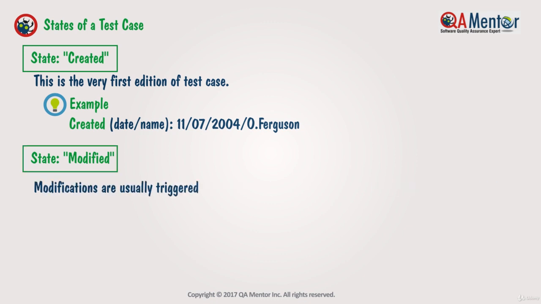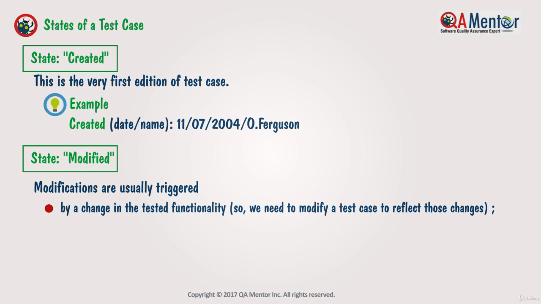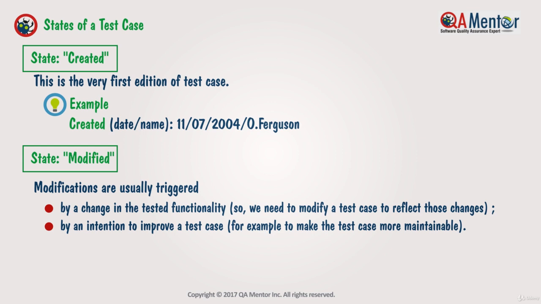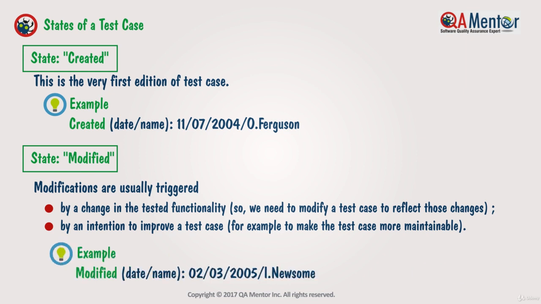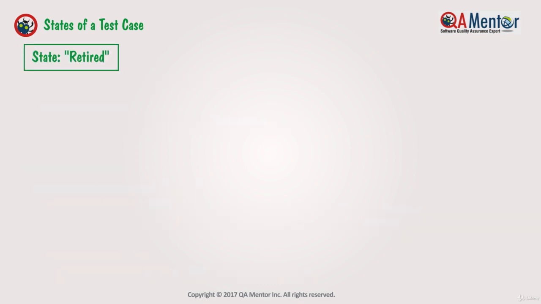State: modified. Modifications are usually triggered by a change in the tested functionality, so we need to modify a test case to reflect those changes, or by an intention to improve a test case, for example, to make the test case more maintainable. Example: modified. Date, name: 02/03/2005, I. Newsom.